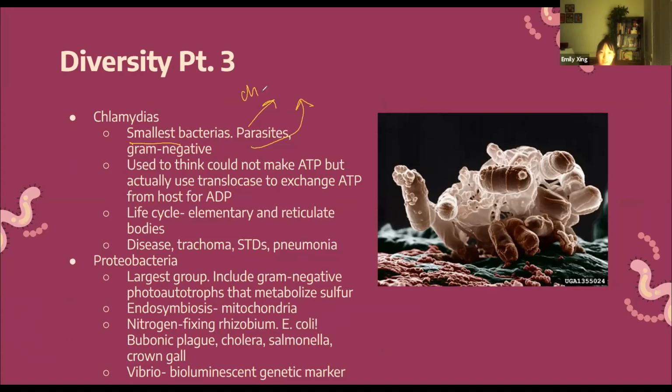So characteristics. They used to think that they couldn't make ATP, which is cell energy. It's our main source of energy. But they actually use something called translocase, which takes ATP from their hosts in exchange for ADP.